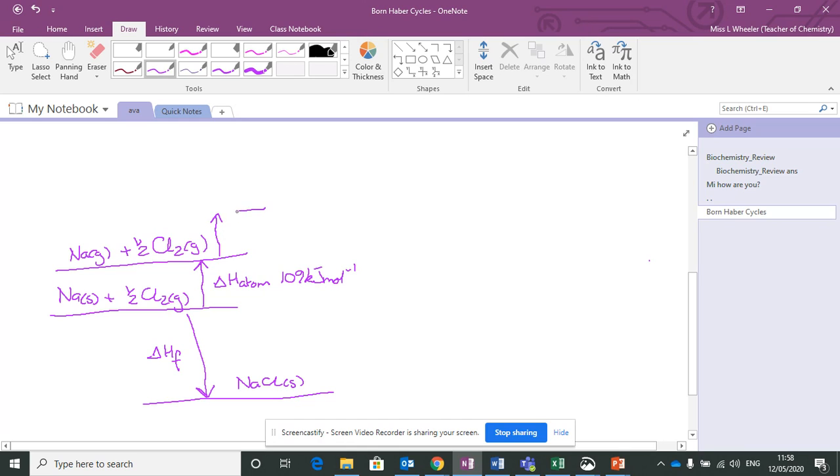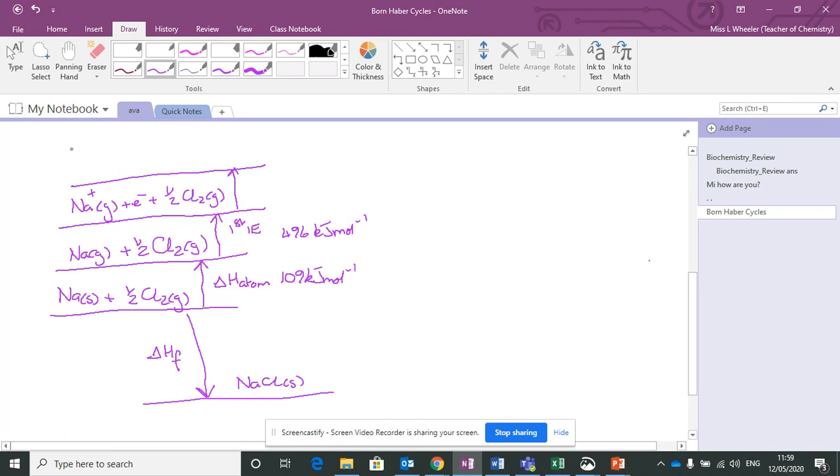The next thing I need to do is convert my sodium atoms into sodium ions, because sodium chloride is an ionic substance. So I'm going to remove one electron from my sodium, and this is my first ionization energy for sodium, and I can look this up in the data booklets, and this takes 496 kilojoules of energy to occur. Again, it's an endothermic process because energy is going into the system.